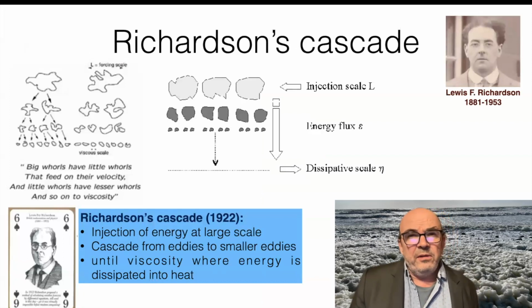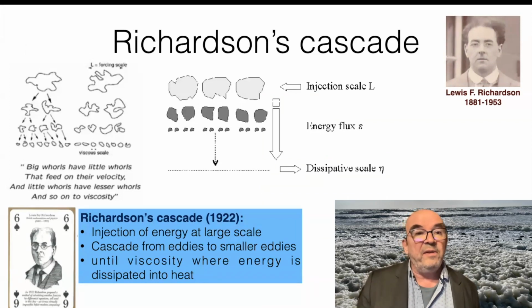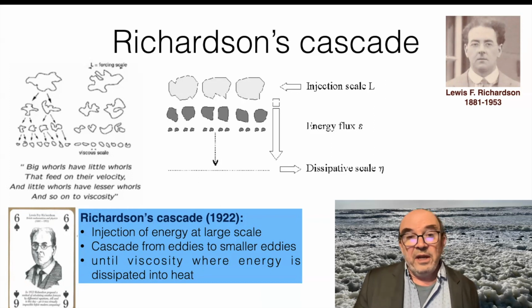So we have the concept of Richardson cascade. Lewis Richardson, in a book in 1922, proposed a few sentences that are now very famous. He said that big rolls have little rolls that feed on their velocity, and little rolls have lesser rolls, and so on to viscosity. Now it's called the Richardson cascade.